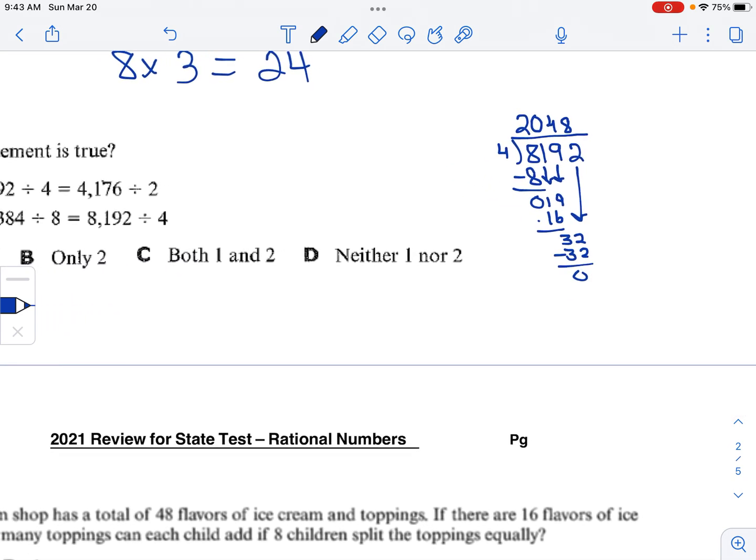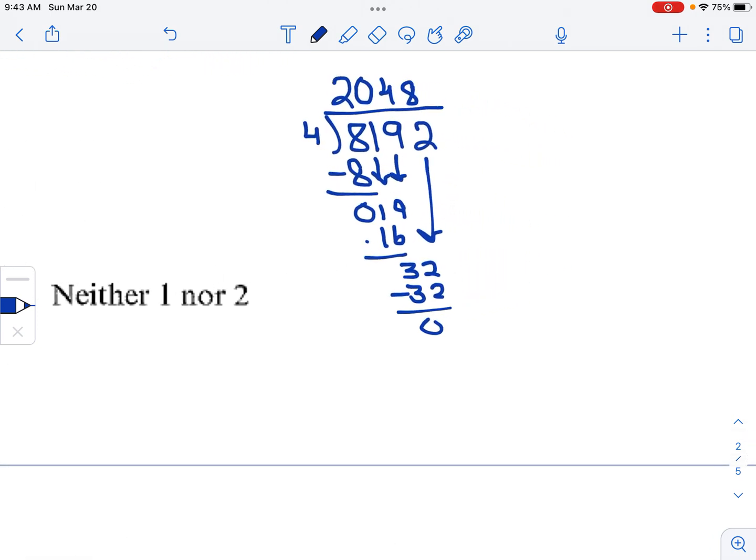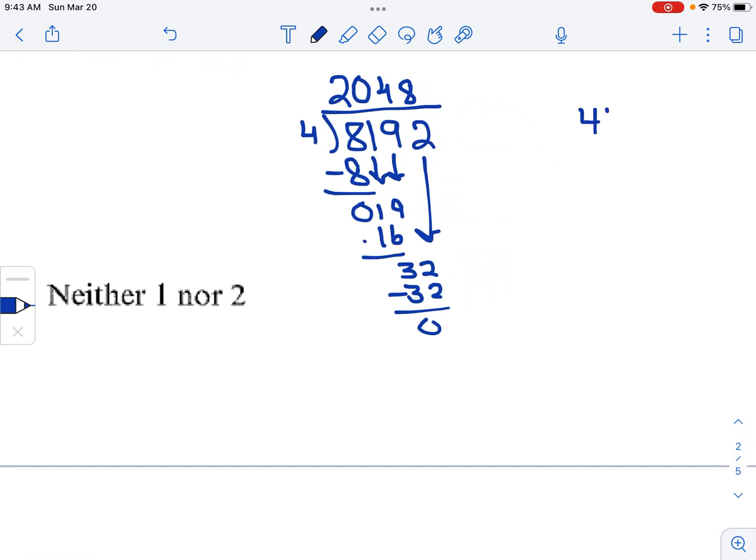Now we want to do 4,176 divided by 2. Let's see if those quotients are the same. 2 goes into 4 twice. That's 4. I'm going to bring the 1 down. 2 can't go into 1. We'll put our placeholder up. And that 1 now becomes a 17. 2 goes into 17 8 times. That's 16.